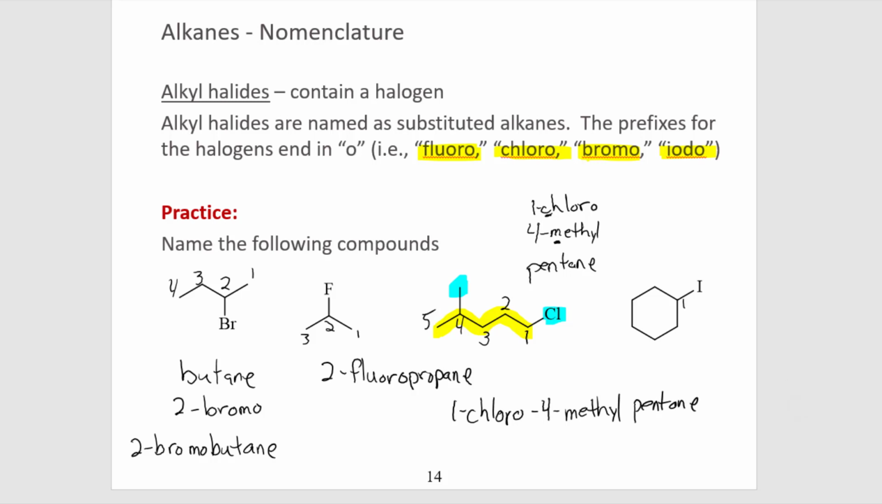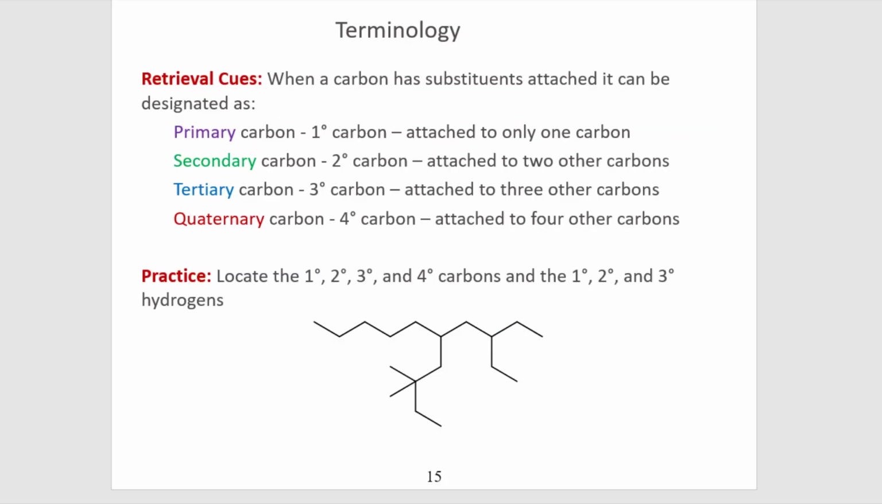Last one. 1, 2, 3, 4, 5, 6. This one is 1-iodo-cyclohexane. Okay. You guys can practice naming with the ones I've given you. You can go to your textbook and get some more practice, and I'm sure there's some on homework as well. Now we're going to do a little bit of terminology. You could use this bottom example to try and name that one too for more practice. But I want to talk a little bit about some terminology.